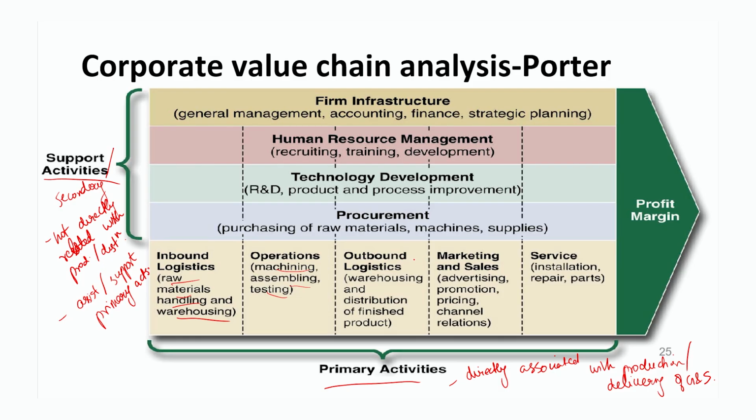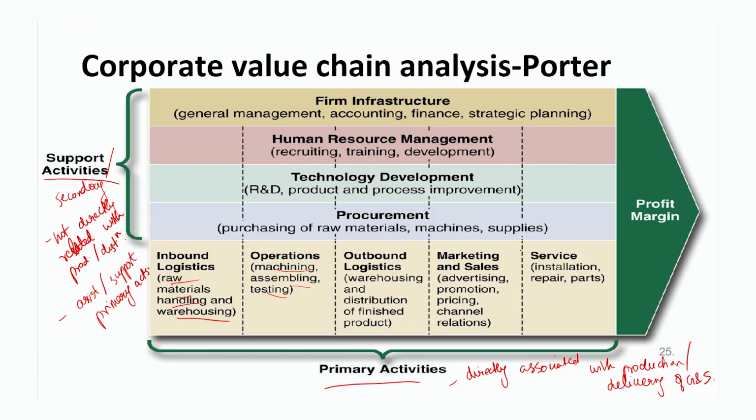Third type of primary activity is outbound logistics. How we are taking that final product from the company to the customer. The transportation, storage, warehousing, distribution, retailing, all these are part of outbound logistics.